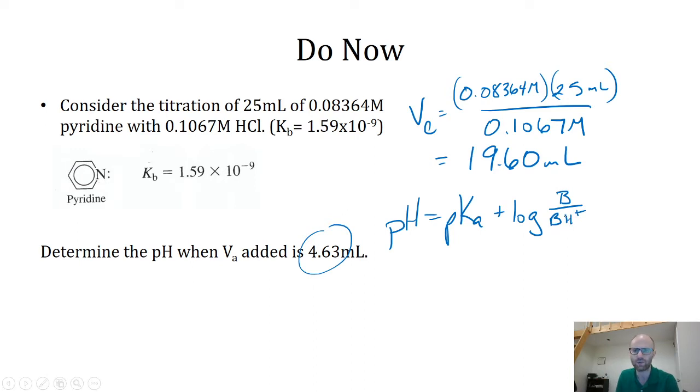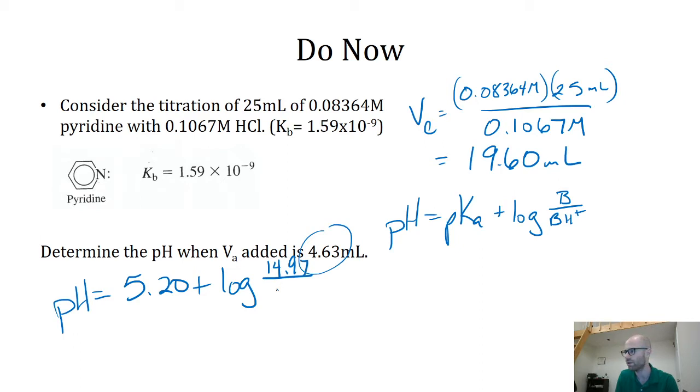At 4.63, instead of figuring out a mole ratio or a percentage, we're just going to subtract 19.60 minus 4.63. And so our pH in this case, the pKa is going to be 5.20. That's, of course, the pKa using the Kb and Kw, plus log of 14.97 over 4.63, which should come out to a pH value of 5.71.